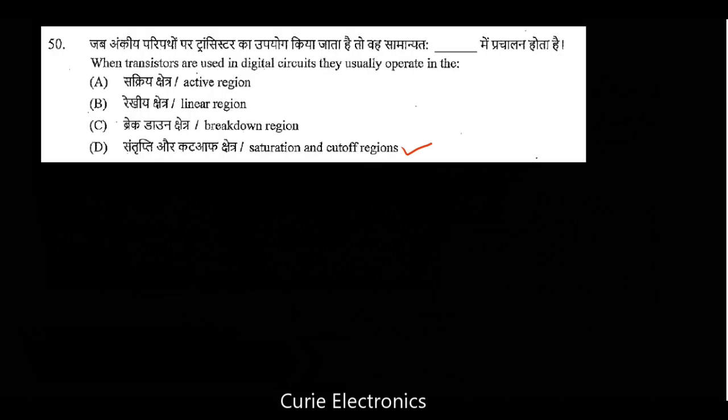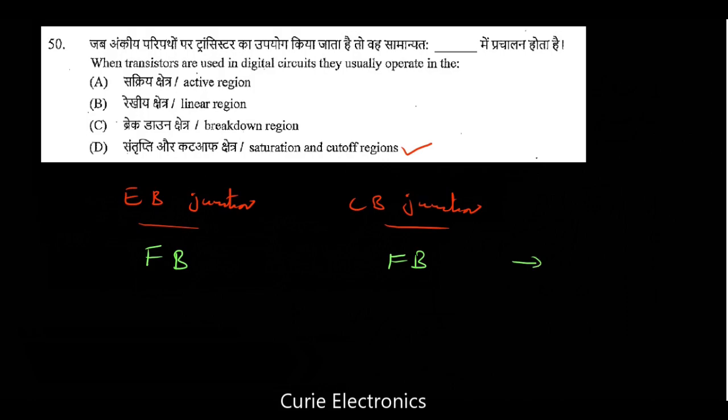Saturation means what? We have the emitter base junction and the collector base junction. When both the junctions are forward biased, it operates in saturation. Saturation means the transistor is on and it is conducting fully.